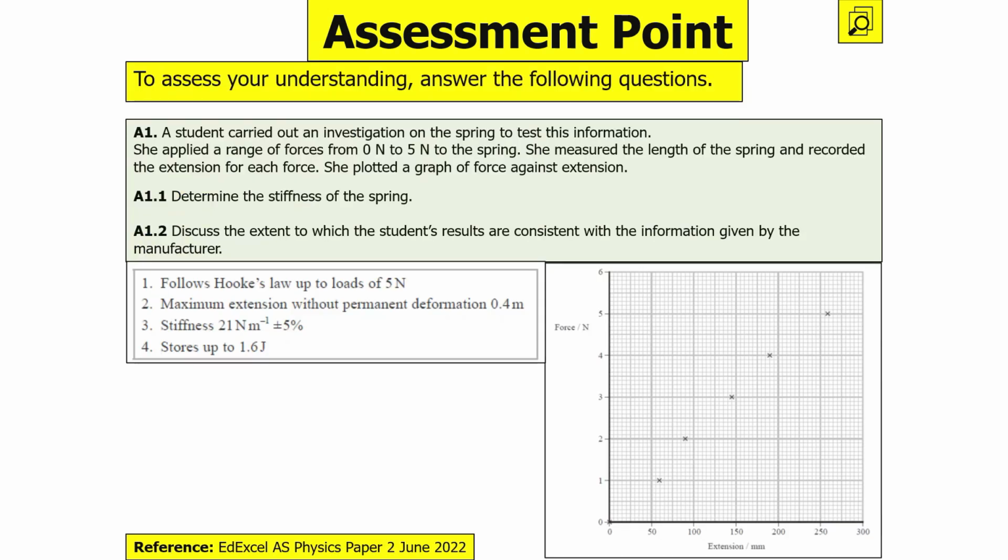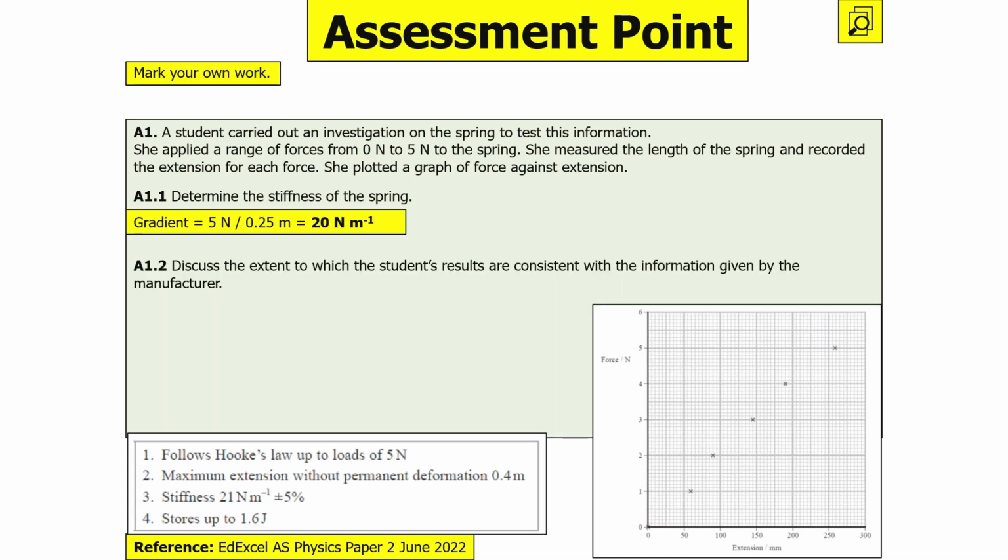Our next question says, a student carried out an investigation on the spring to test the following information. She applied a range of forces from 0 newtons to 5 newtons to the spring. She measured the length of the spring and recorded the extension for each force, and she plotted the graph of force against extension. Determine the stiffness of the spring, then discuss the extent to which the student's results are consistent with the information given by the manufacturer. So pause the video now, then unpause the video when you want to go through your answer.